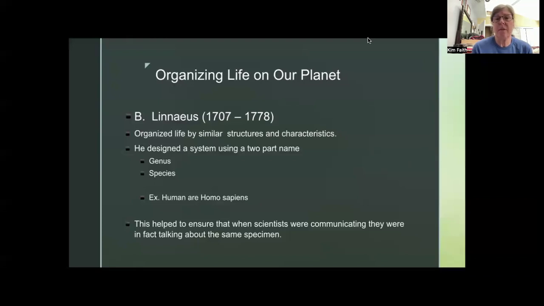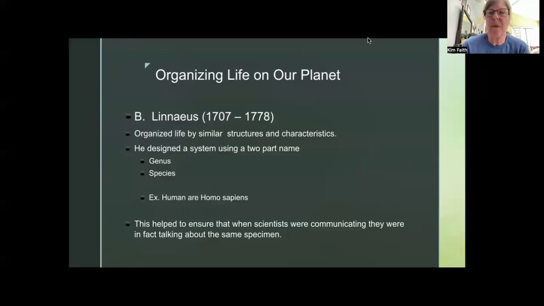He designed a system using a two-part naming system with genus species. For example, humans are Homo sapiens. Now, do you notice the word Homo? That is our genus. It is uppercase, and sapiens is lowercase. And generally, we talk about them being italicized and all this other specific way of writing it. But more importantly, what is the reasoning behind it?